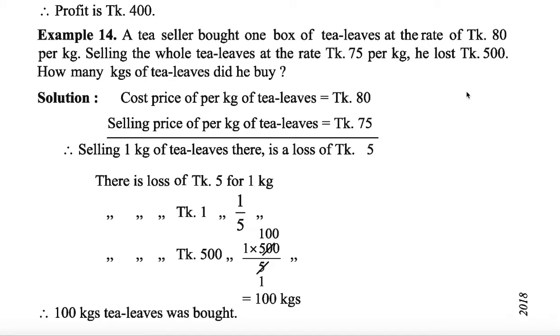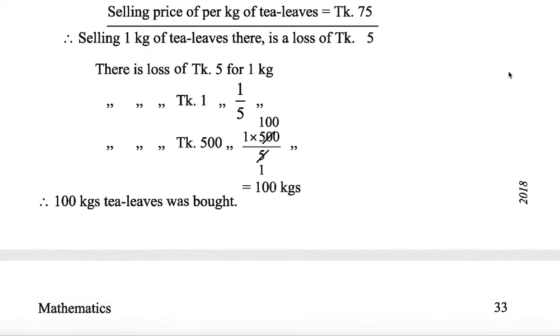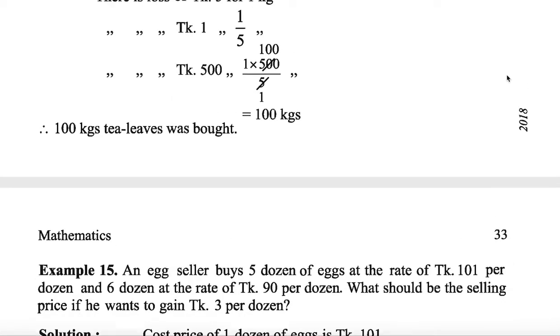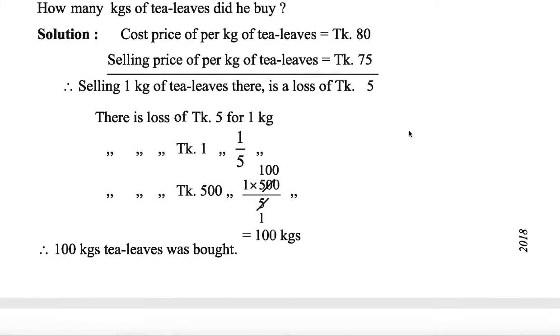Okay, he lost 500 taka. Per kg loss is 5. There is a loss of 500 taka. That means 500 by 5 is 100. So 100 kg was sold. Right, 100 kg of tea leaves was bought.